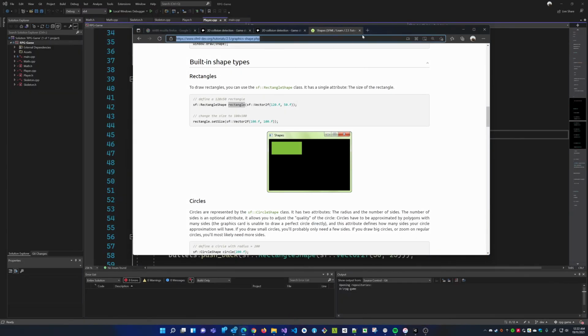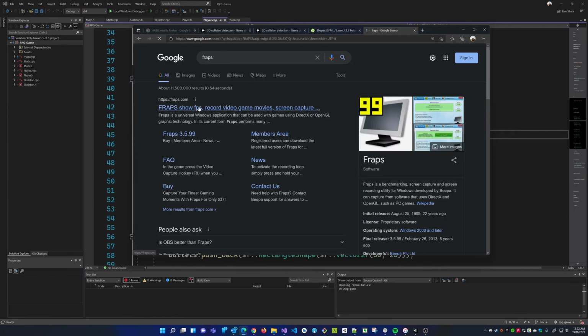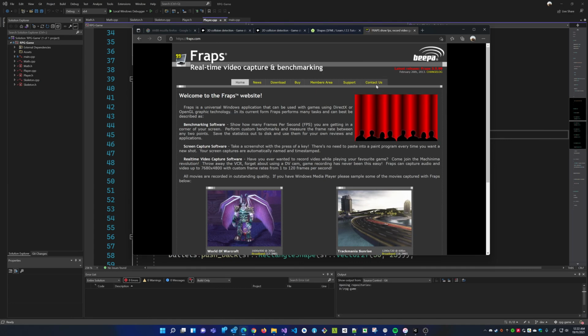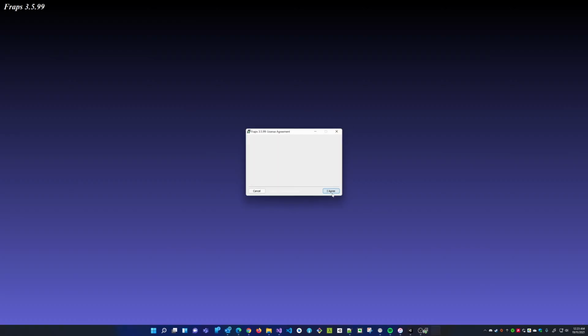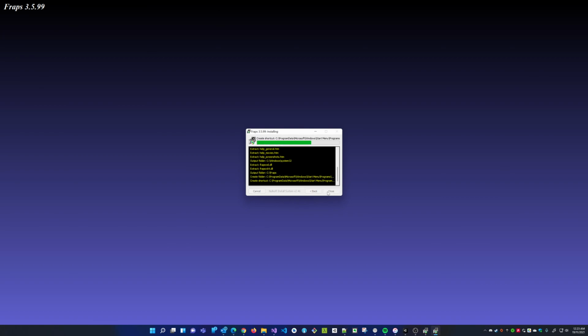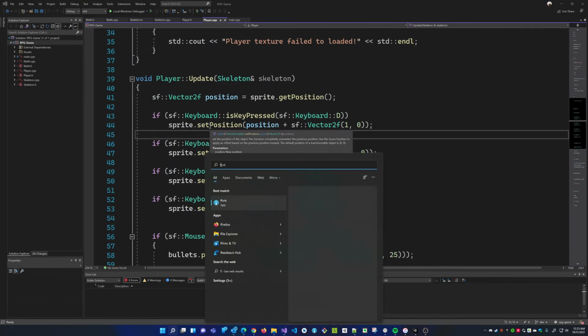Now I can do that if I go here and type Fraps. Fraps is an extremely old software. It's not supported anymore, but I use it. It's good enough to just show a frame rate for DirectX and OpenGL games. So it's good enough for now. I'd like to show my frame rate, please. That would be nice. So Fraps.